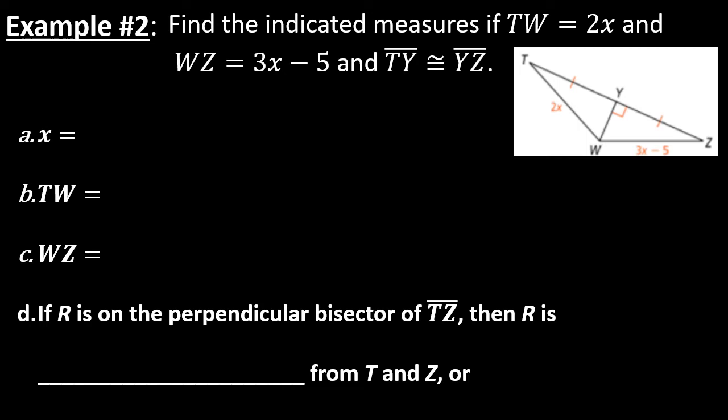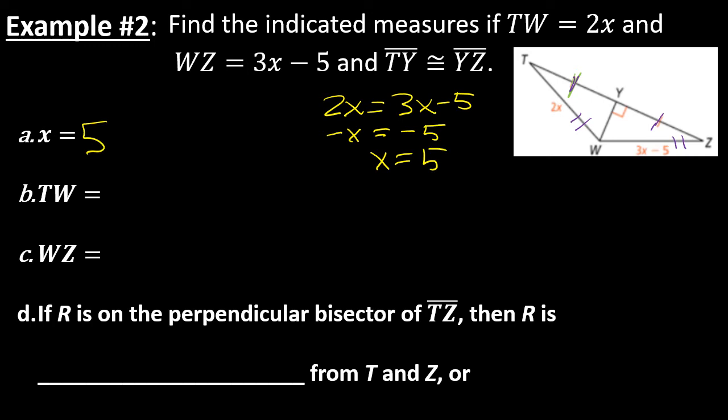All right, so we know that TY and YZ are congruent. So over here, we know that TY and YZ are congruent, which also means the perpendicular bisector, any point on the perpendicular bisector is going to give you congruent segments, which in a sense makes the triangle isosceles. So we know TW and we know WZ. So in essence, I can take this problem and set 2x equal to 3x minus 5, which means negative x equals negative 5, and x is going to equal 5.